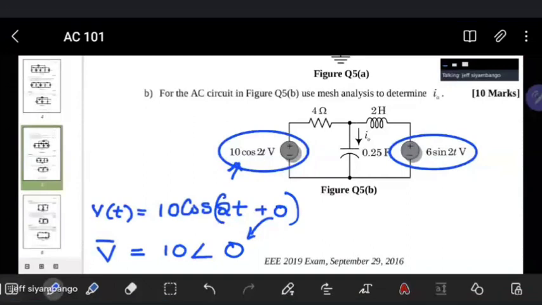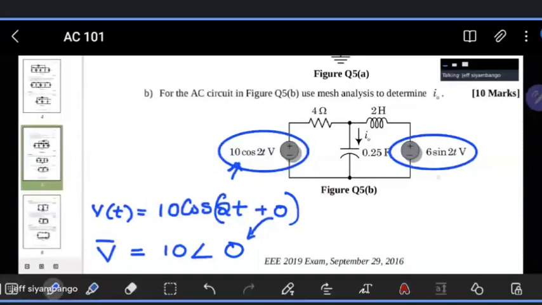Okay. Now, how about this one here? For this one, what we have is Vt, and this time we have 6 sine 2t volts. So how do you reckon this will become V phasor? We can even distinguish this by writing this as V phasor 1 and this as V phasor 2. So how would this become now?